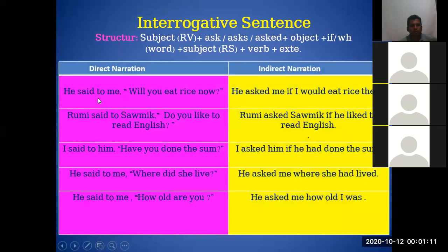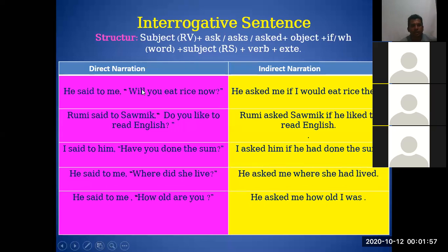In the first column, you notice sentences of direct speech, and in the second column, the sentences of indirect speech. Here, every sentence is an interrogative sentence. There are two kinds of sentences here. One is yes no question, and the last two sentences are WH questions. So, he said to me, will you eat rice now? Here said to is converted into asked, and inverted comma will be changed as if.